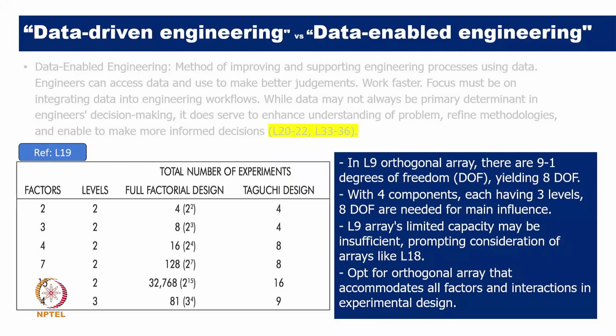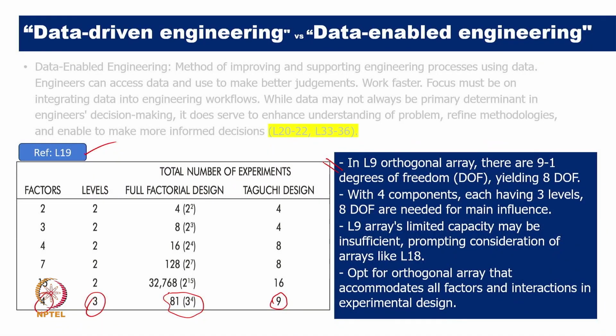Let me take another example. We refer to lecture 19. Based on the data, even though we have 4 factors and each factor has 3 levels, a full factorial design requires 81 experiments. However, the established literature says that if you go with the L9 Taguchi design, that will give good results. So we analyzed those things.